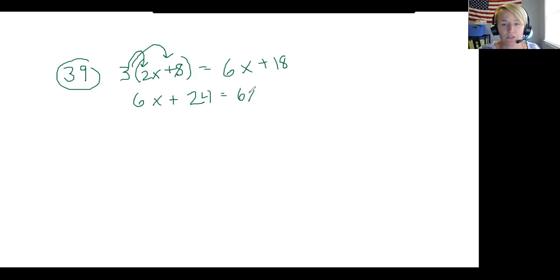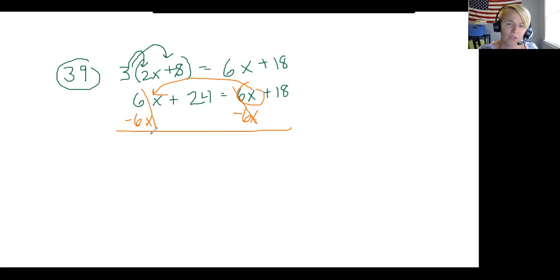Equals 6x plus 18. Okay, I want to get my x's on the same side, right? So I'm going to take this one and put it over here. Right now it's positive 6x, so I'm going to have to say minus 6x, minus 6x. Okay, boom, those cancel. Okay, boom, those cancel. So that leaves me with 24 equals 18. Up, not true. Boom. So the way I'm going to show it is I'm going to put a slash through the equals. And this is what tells me this is not true. 24 does not equal 18. So I'm going to show that, and then my answer is going to be a contradiction.